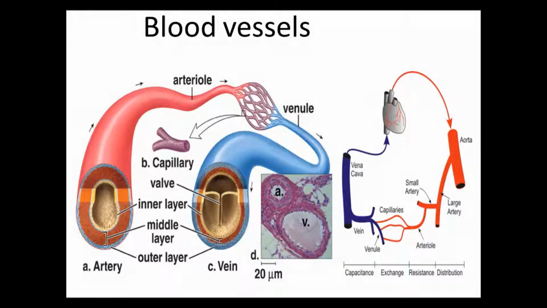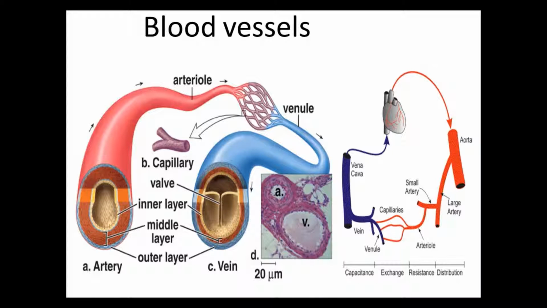The blood vessels. The cardiovascular system has three types of blood vessels: arteries, which in turn lead to arterioles, which in turn lead into capillaries. Capillaries are where nutrient and gas exchange occurs. The capillaries lead into venules, and they form the larger veins.